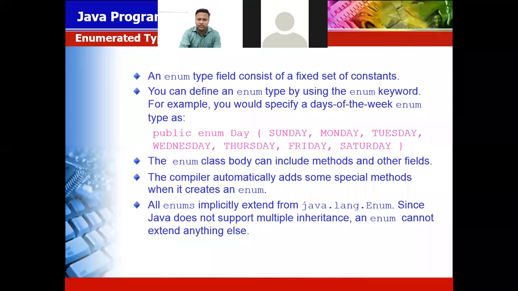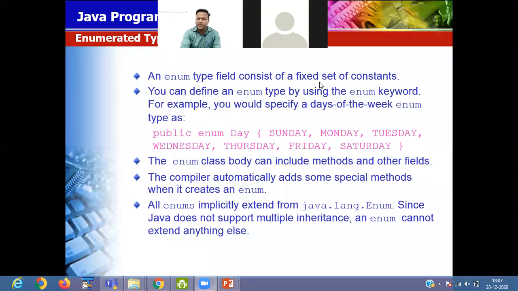Today we start with the enum type. The enum is a special type where you can store different types of values. It is a type class where you can store multiple values. As you know, in an array, in a single memory location, we store multiple values. Enum is just like that. It is one type of variable where you can store more than one value.